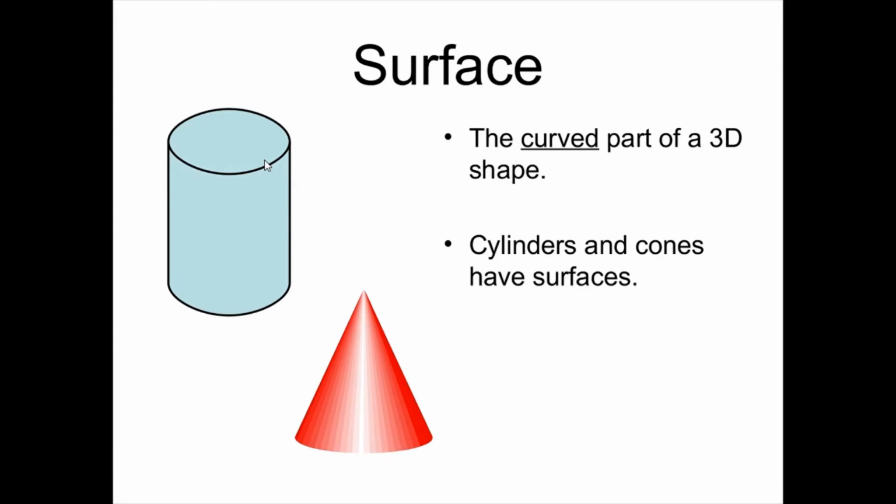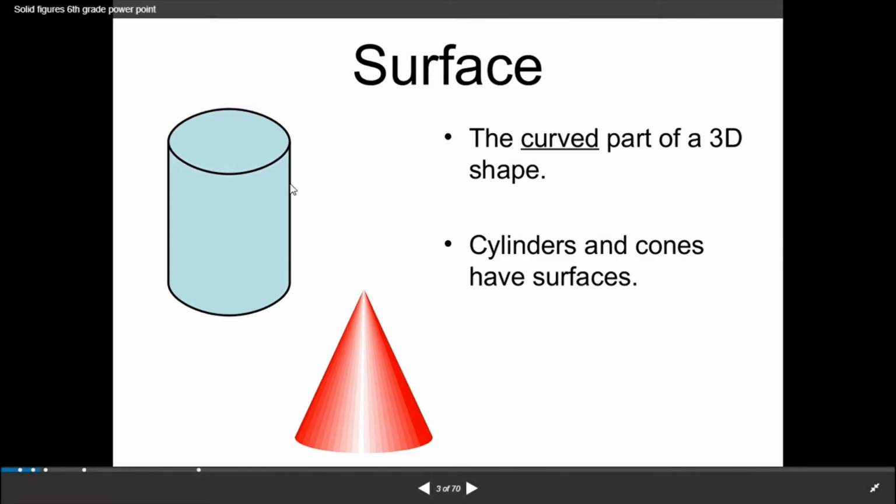We have the surface. Surface is the curved part of a 3D shape. You can see surfaces in cylinders and cones. So when we say surface, these are the curved parts of a solid. The curved part, we call that surface.